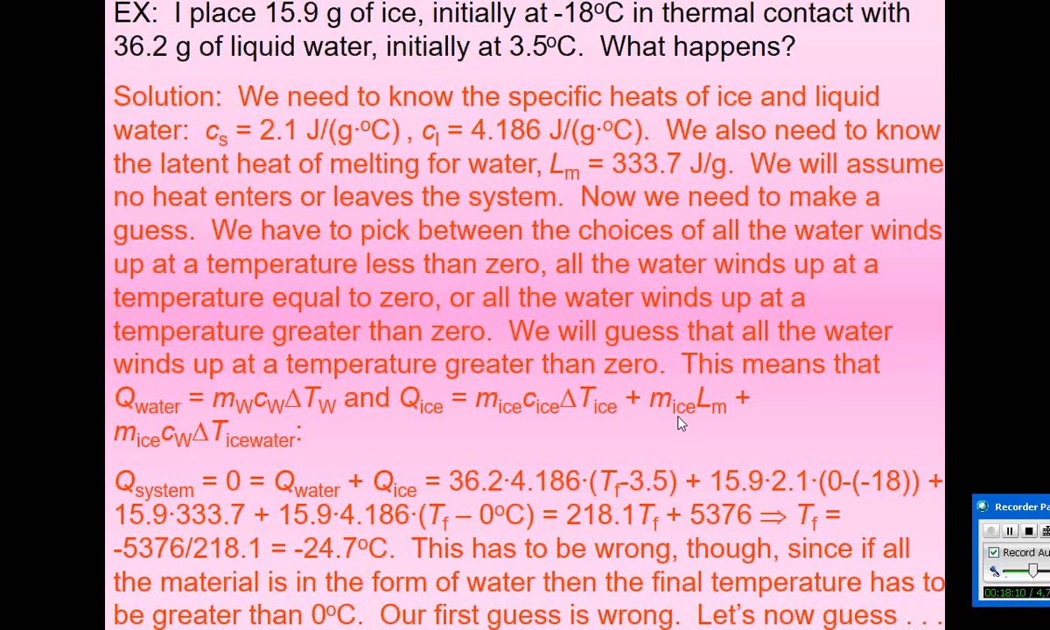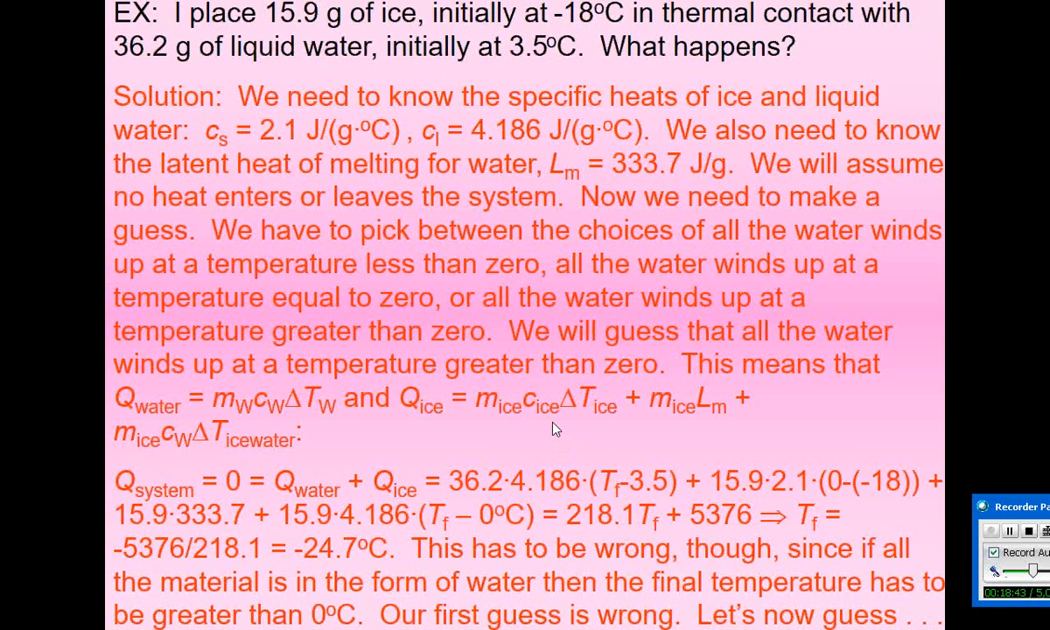Then, if we're assuming that everything is liquid water, this ice has to melt. The 15.9 grams of ice has to melt, so we need m times L. And then, this now melted ice, which is now water, has to go from 0 degrees to whatever the final temperature is going to be. Now, this is an assumption. I don't know if this is correct. We need to see if we get an answer that makes sense. And we need to determine the final temperature.